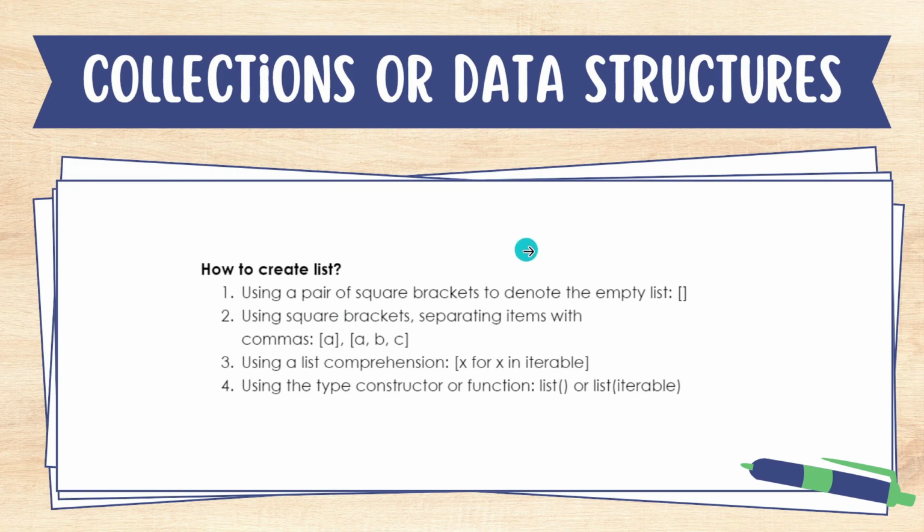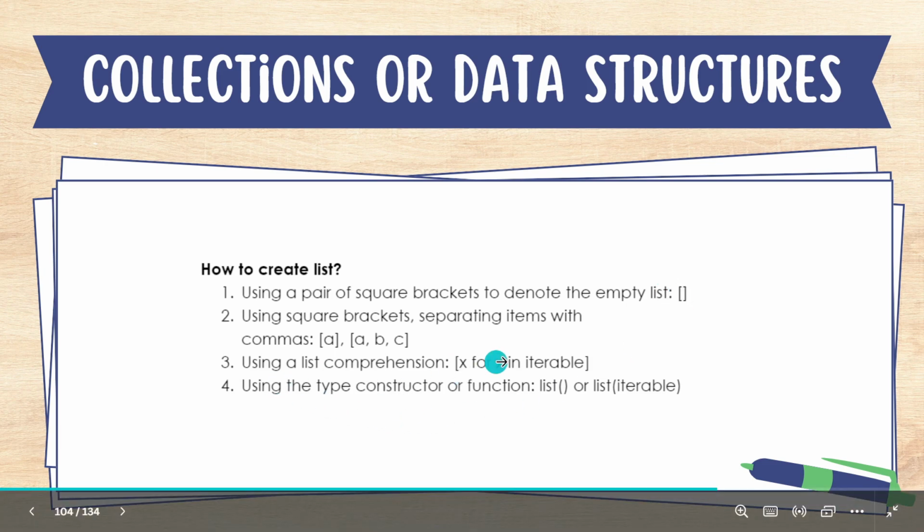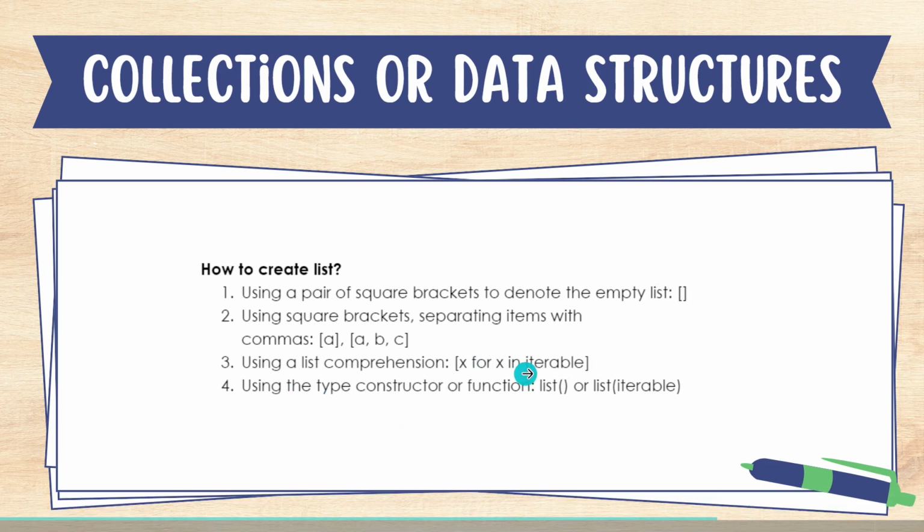How to create a list? There are different ways to create a list. We can use a pair of empty square brackets, and we can use square brackets with data in order to create a list. This is also a list, this is also a list. We can also use list comprehension; this syntax we can follow in order to create a list.